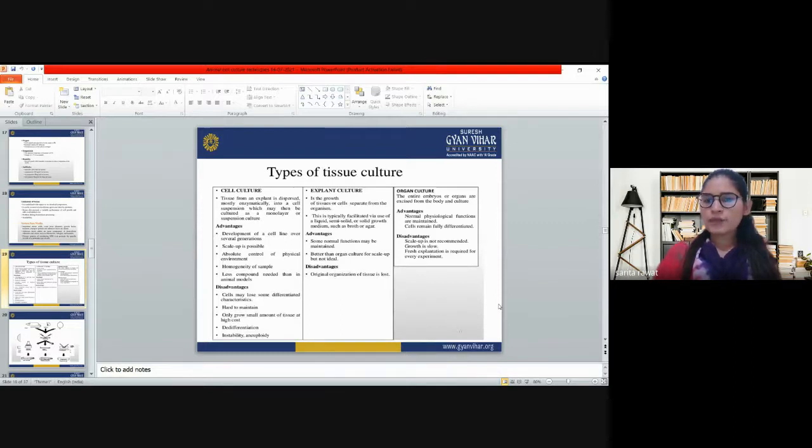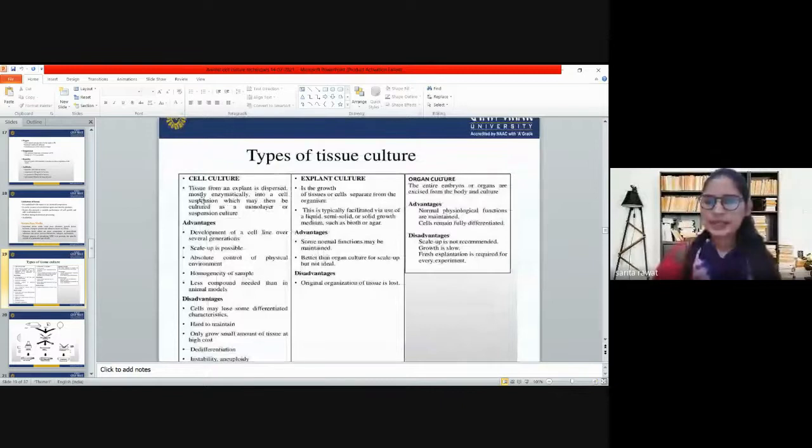Then the type of tissue culture we have is the cell culture. So it is a tissue from an explant dispersed mostly enzymatically into a single cell suspension, which may then be cultured as a monolayer or suspension culture.